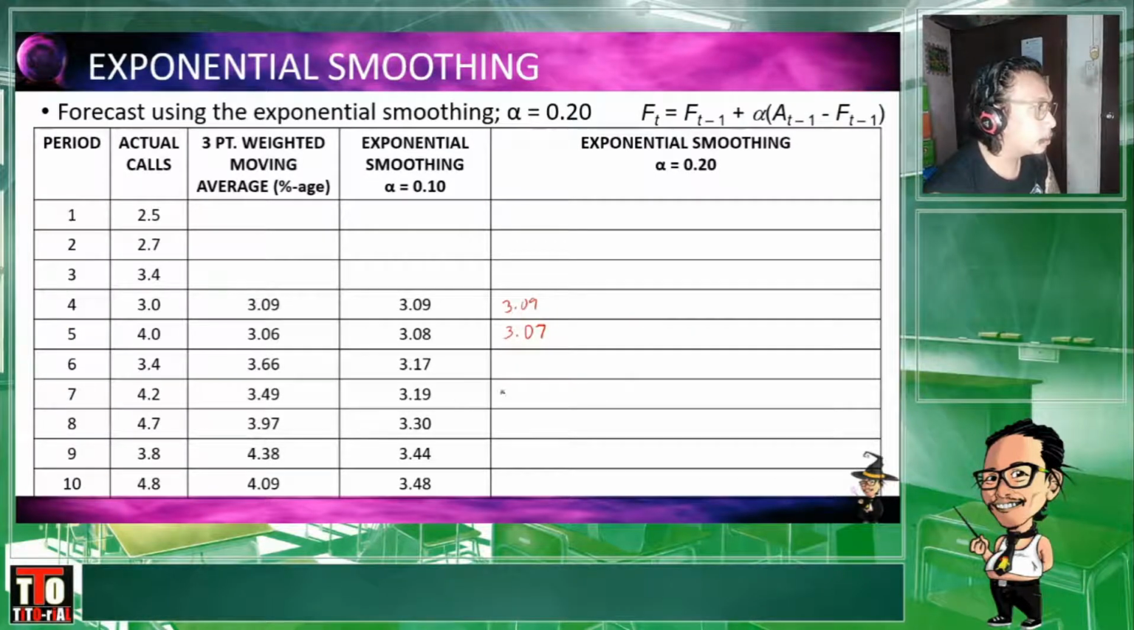Okay, isa pa. Try naman natin sa period 6, di ba? Sipagin na natin to. 3.07 plus, tapos yung ating smoothing constant, 0.20.